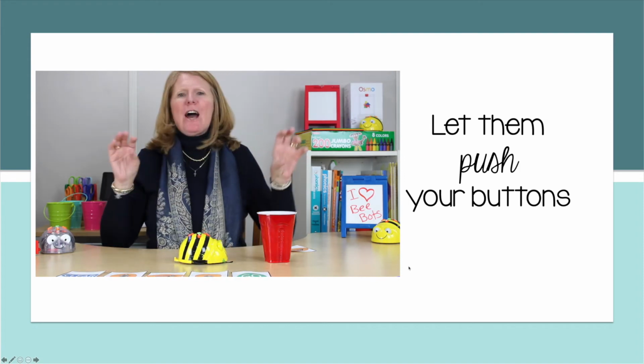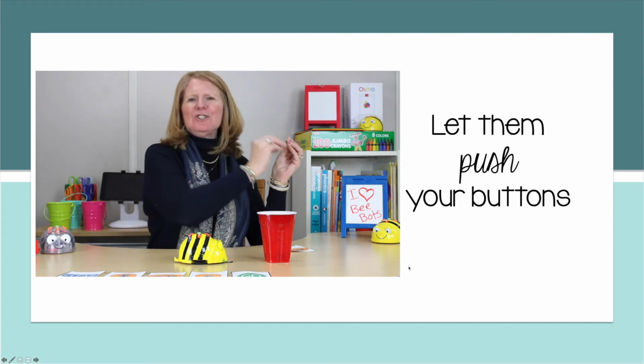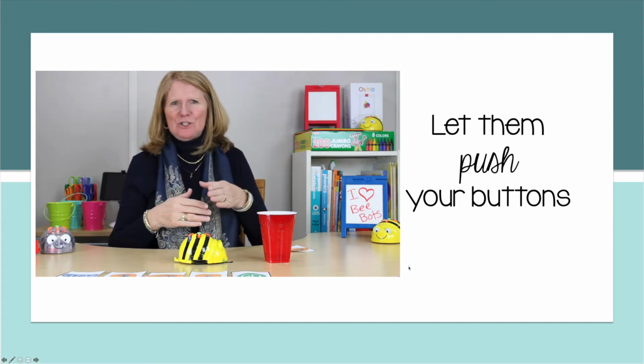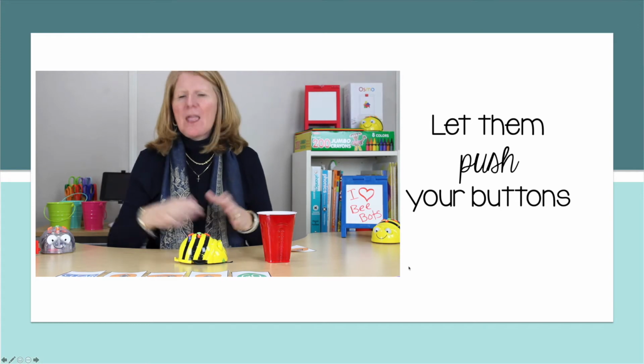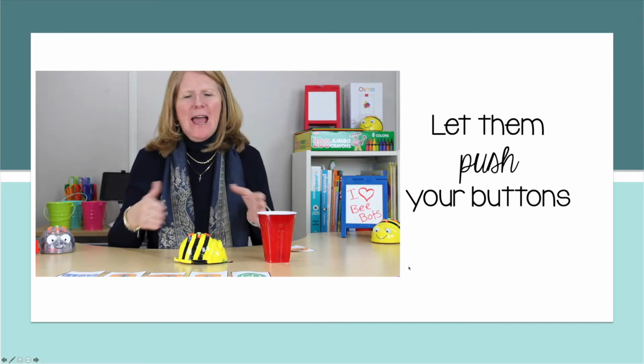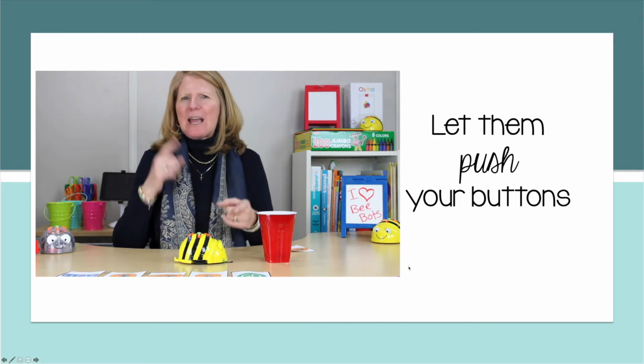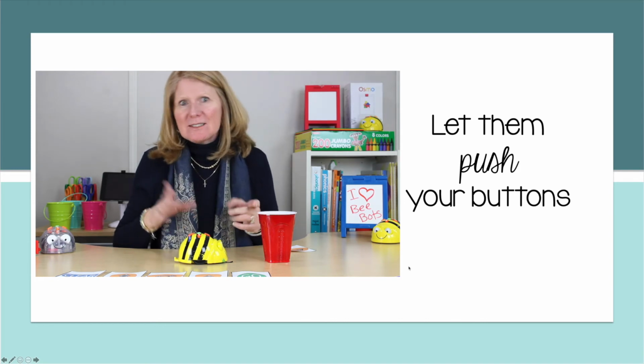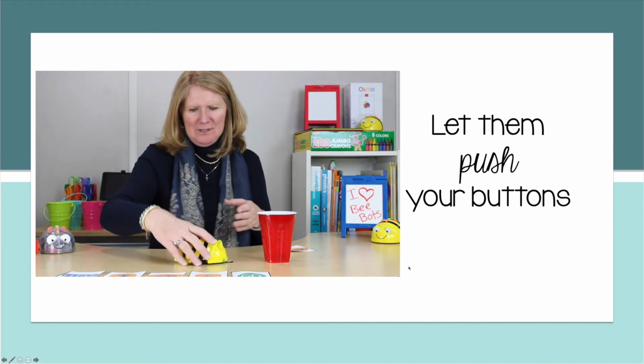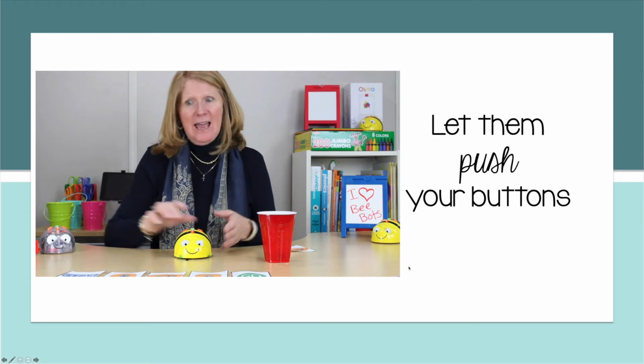We take our algorithm, all the steps we need to use to get to our task, which is get the BeeBot to the cup, and we test it out. And if it doesn't work, we go back and we figure out where it went sideways, and we add a new step.